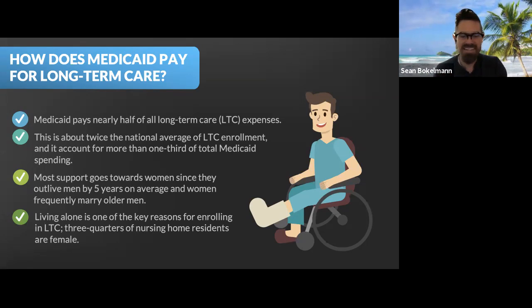Now, interestingly, most of the support actually goes to women. And that's mainly because there's two reasons for that. The first is that women typically outlive men by an average of 5 years. And on top of that, women on average marry men that are older, which means that they are going to be living alone for somewhere between 5 and 7 years on average. And living alone is one of the main determinants of a person choosing to move into a long-term care facility. And so 3/4 of all nursing home residents are female.